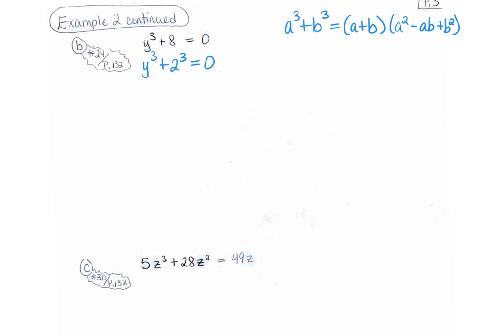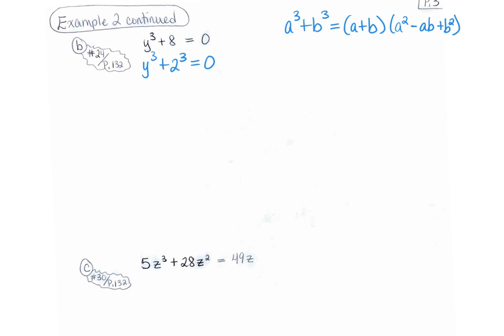So in lieu of me giving you this formula, you have a cubed plus b cubed equals this as it's factored. y cubed plus 8. 8 we can think of as 2 cubed because it's 2 times 2 times 2. 2 times 2 is 4, and then 4 times 2 is 8. So we can think of that as 2 cubed.